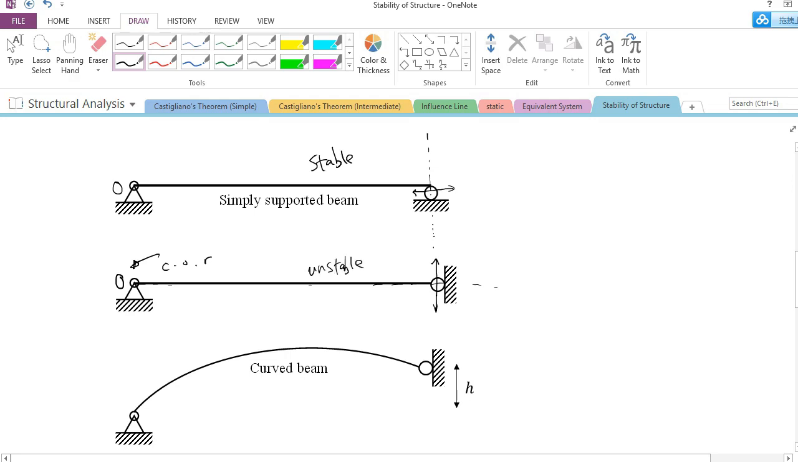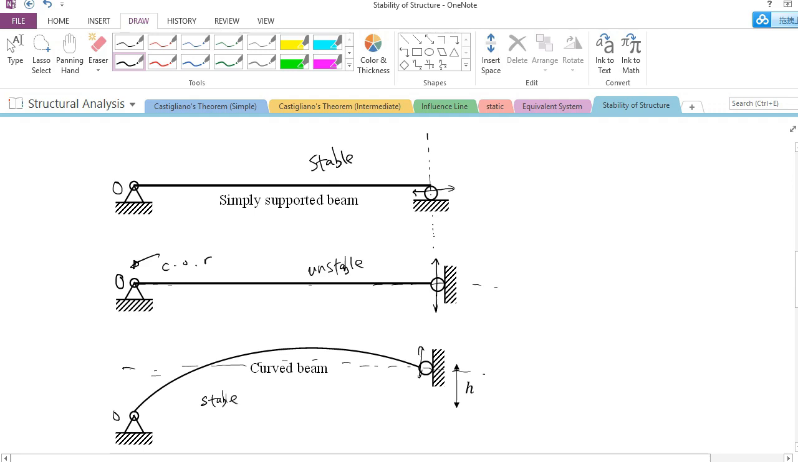Alright, let's take one more example. This point can move up or down, so the center of rotation must be somewhere around here. This point is also a center of rotation, so there are two candidates of center of rotation. The system is stable.